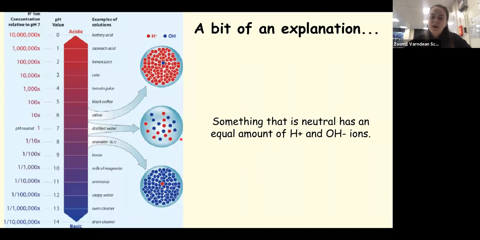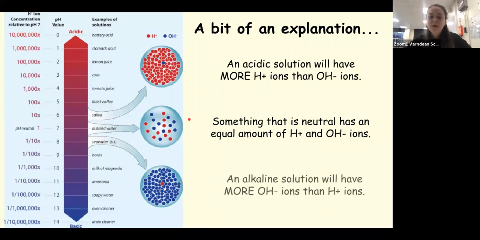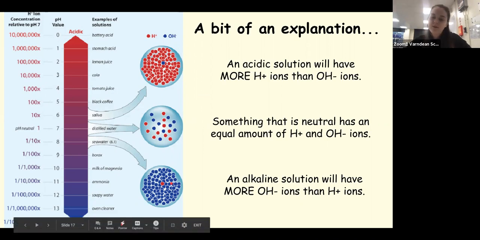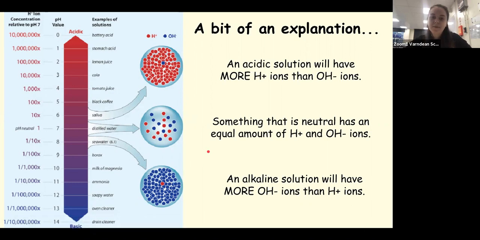So this is a little bit of an extra, more complicated explanation here. You guys don't need to know this, but I know that there are some of you that would be interested to know this. So this slide is on the Google Classroom for you as well. Just talking about these ions. So something that's neutral will have an equal amount of these hydrogen and hydroxide ions. If it's acidic, we're going to have more hydrogen ions than hydroxide ions. And if it's alkaline, we're going to have more hydroxide and less hydrogen ions. So you can see in these little pictures here. This is just something for you to have a look at. Like I said, you don't have to know this.